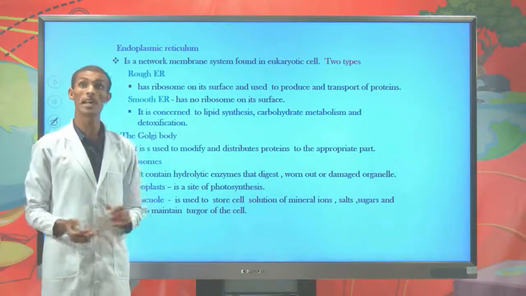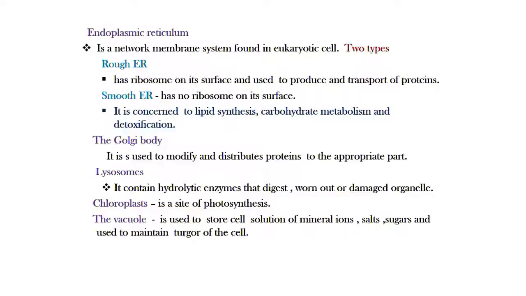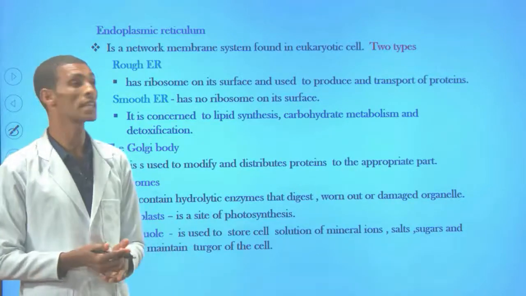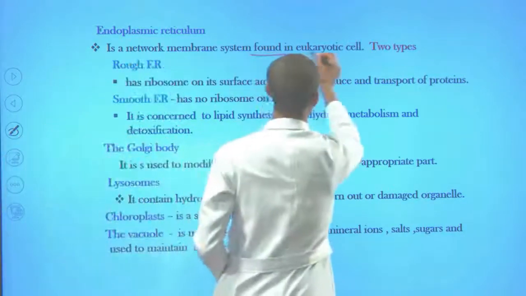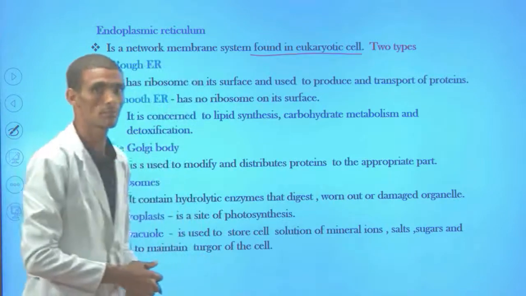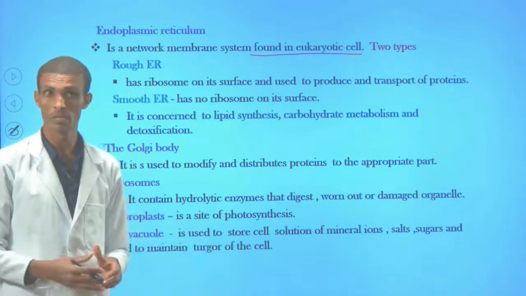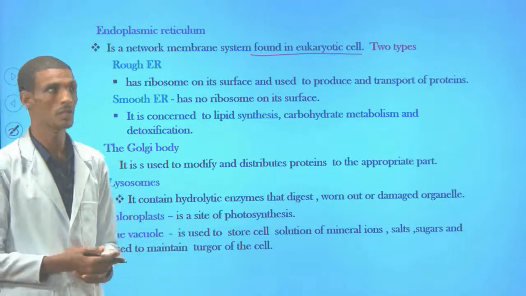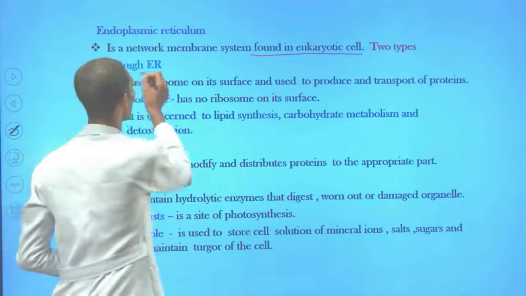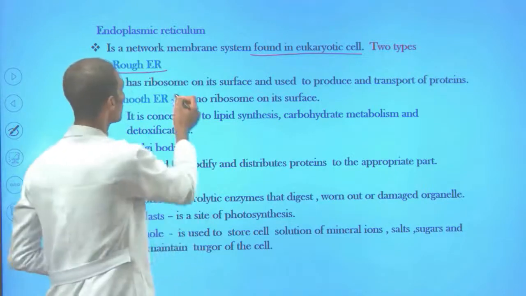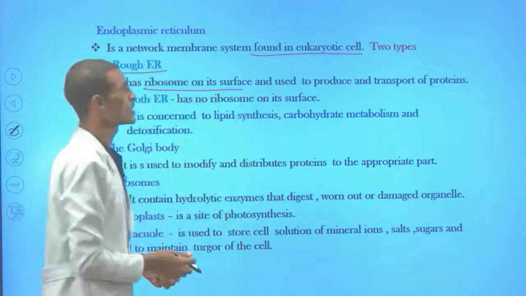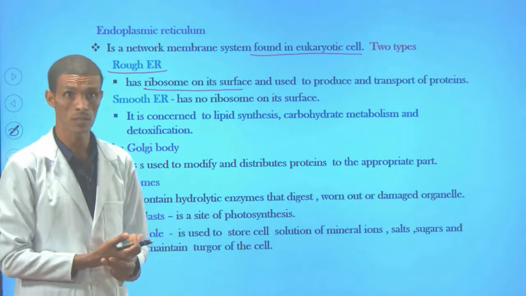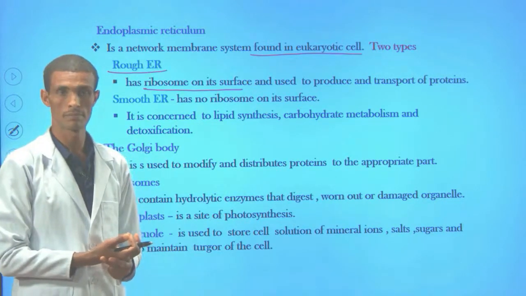Another very important structure that differentiates prokaryotic from eukaryotic cells is the endoplasmic reticulum, which is a network of membranes found only in eukaryotic cells, which can be divided into two based on the presence or absence of surface ribosomes. One we call rough endoplasmic reticulum, which contains surface ribosomes, and is important in manufacturing protein and transporting them.